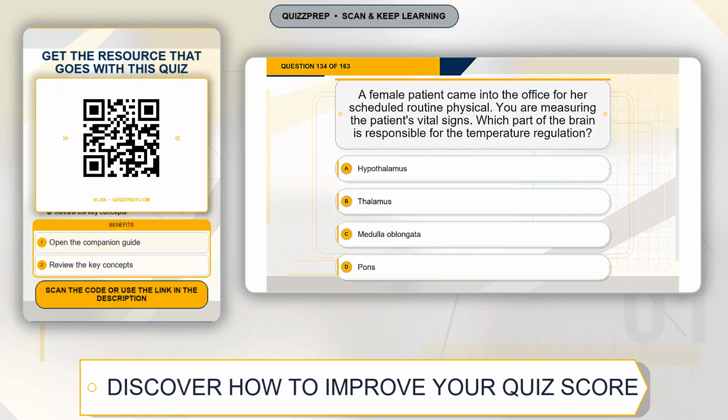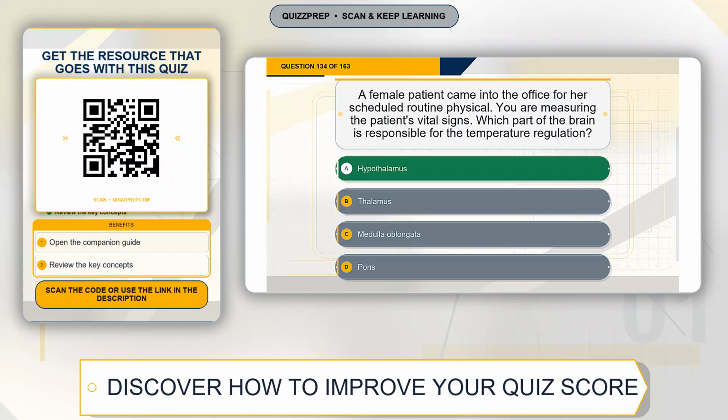Question 134. A female patient came into the office for her scheduled routine physical. You are measuring the patient's vital signs. Which part of the brain is responsible for temperature regulation? Option A, hypothalamus. Option B, thalamus. Option C, medulla oblongata. Option D, pons. The correct answer is option A, hypothalamus.